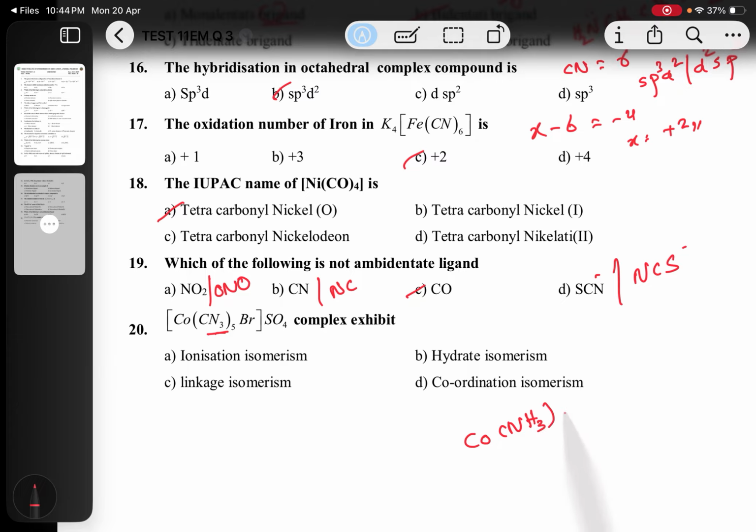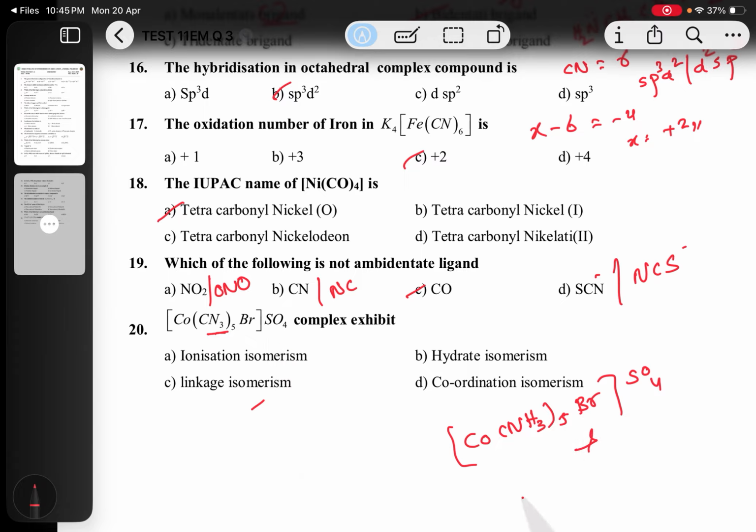In this complex, [Co(NH3)5Br]SO4, which type of isomerism is exhibited? Ionization isomerism means exchange of atoms or groups between the coordination sphere and ionization sphere. Hydrate isomerism means different numbers of water molecules between the two complexes. Linkage isomerism involves an ambidentate ligand. So this exhibits ionization isomerism.